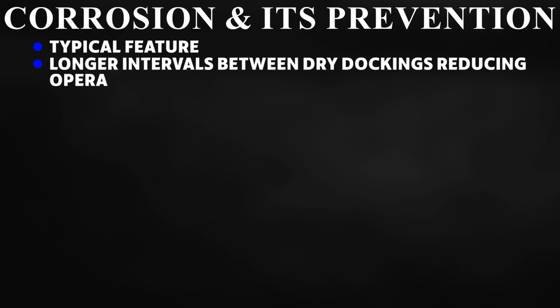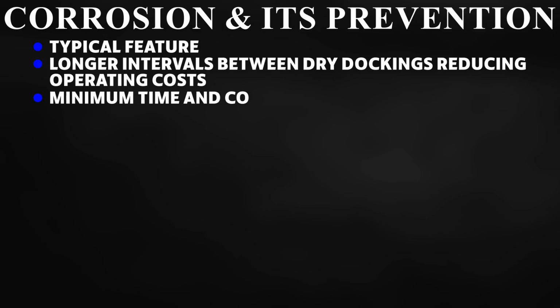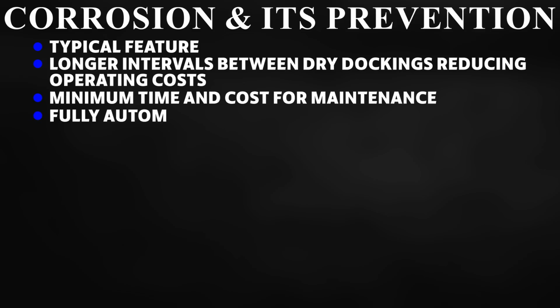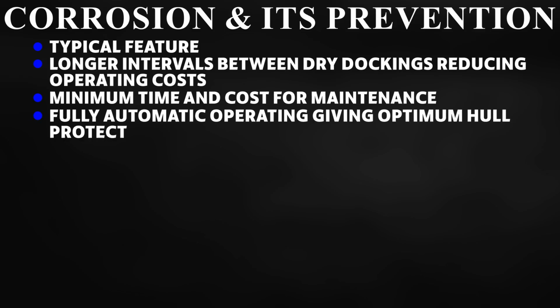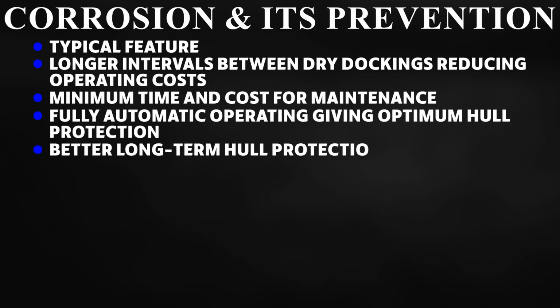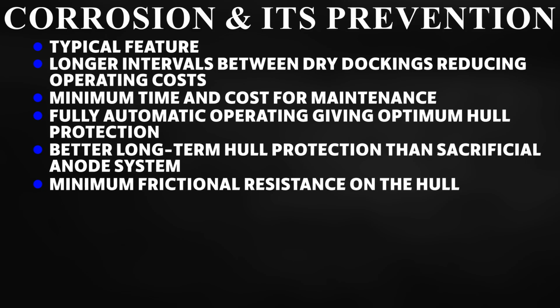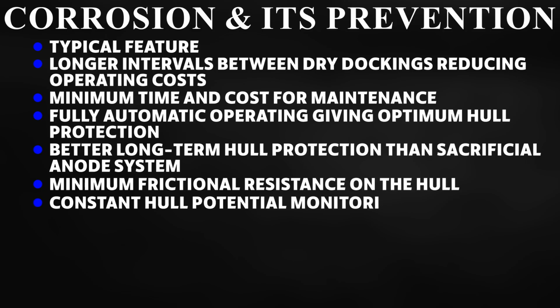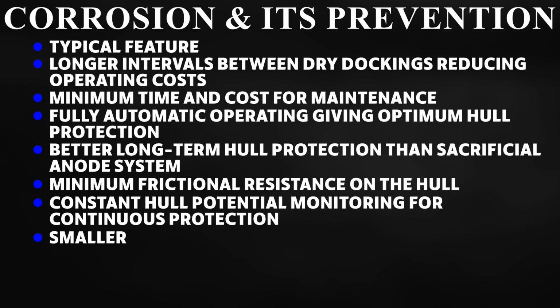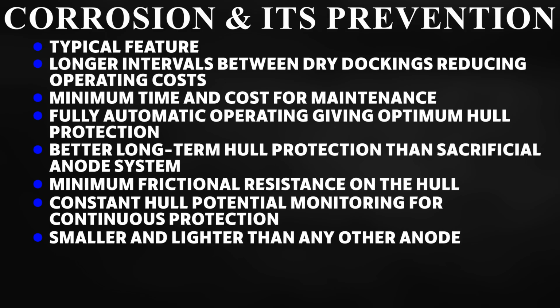Typical features: longer intervals between dry dockings, reducing operating costs; minimum time and cost for maintenance; fully automatic operation giving optimum hull protection; better long-term hull protection than the sacrificial anode system; minimum frictional resistance on the hull; constant hull potential monitoring for continuous protection; smaller and lighter than any other anode.